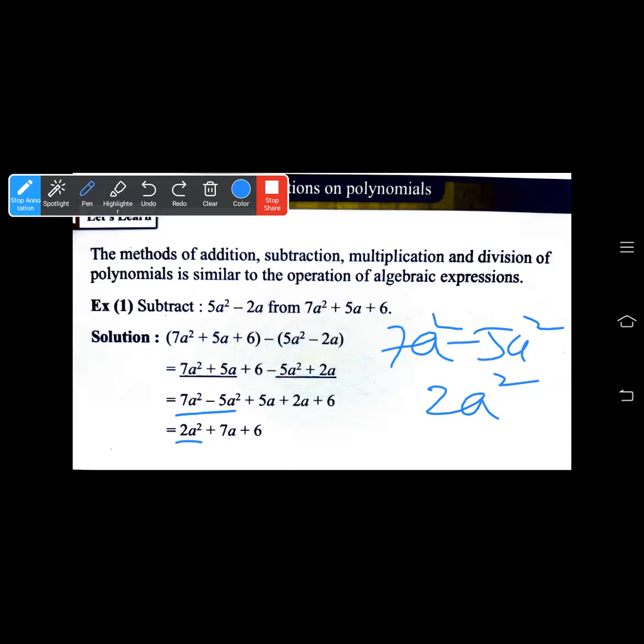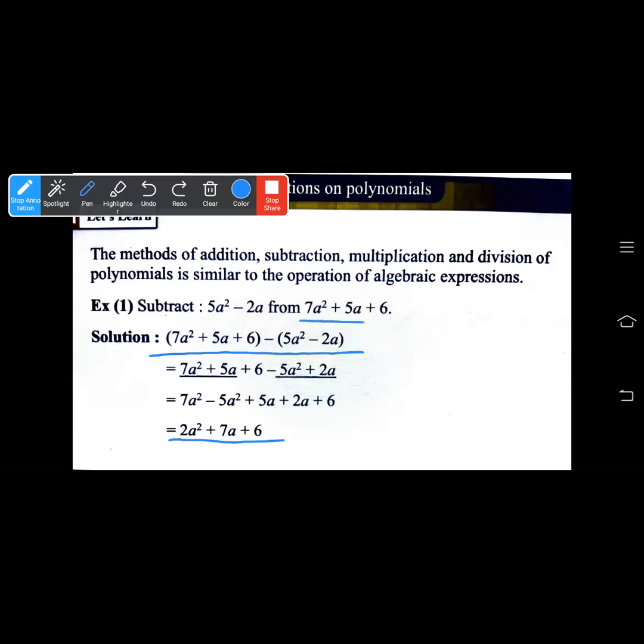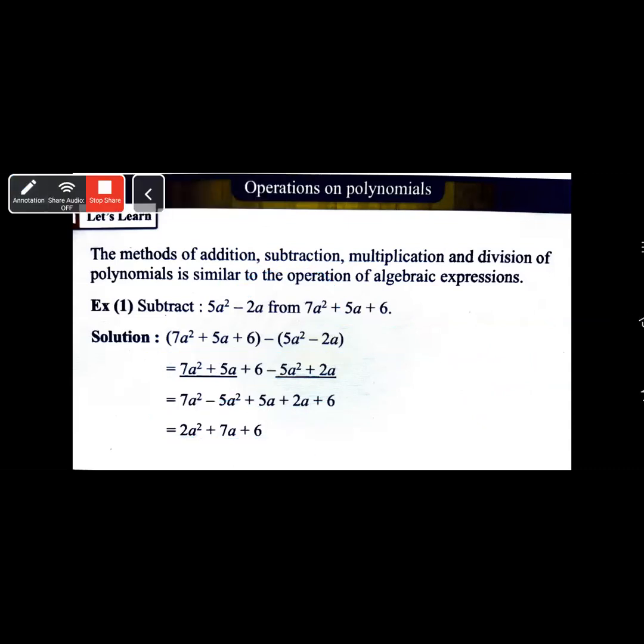So this will become 2a square. 5a plus 2a is equal to 7a and plus 6 will be there. So your answer is 2a square plus 7a plus 6 is the result of this subtraction. From 7a square plus 5a plus 6, इसमें से इसको हमने subtract किया, we have got this polynomial and this is a one kind of trinomial. Fine. We will see one more example of multiplication.